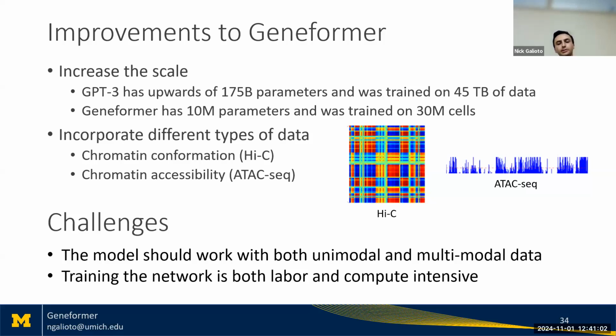So we'd like to be able to add in these other types of data, especially, for example, the chromatin conformation, the HiC data. This is a matrix, or you can even think of it as an image. And so one challenge is going to be, how do we incorporate these different modes of data into a larger Geneformer architecture? There are architectures out there that can work with text-image pairs, but usually those are paired together.